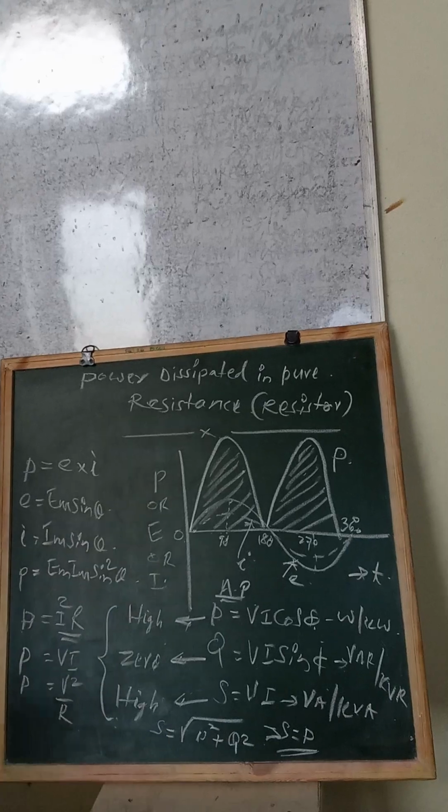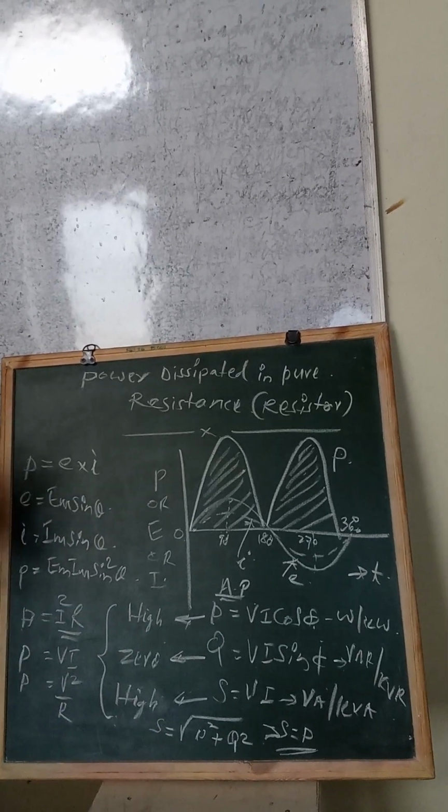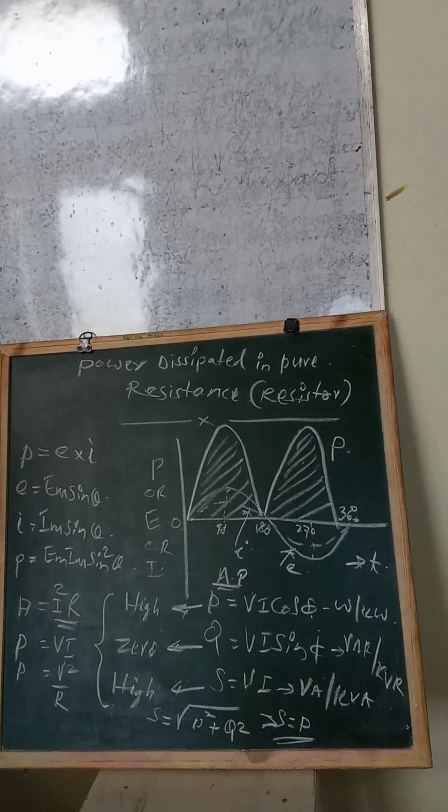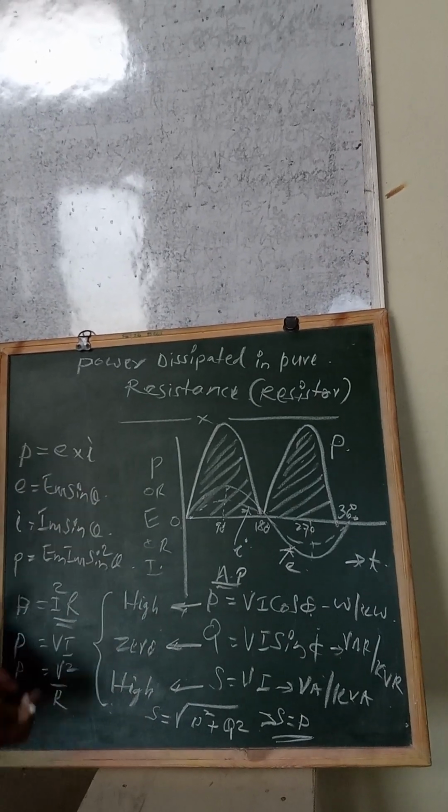So this is the theoretical explanation of the power dissipated in the case of a pure resistance. I will give you the analytical proof just after discussing this.